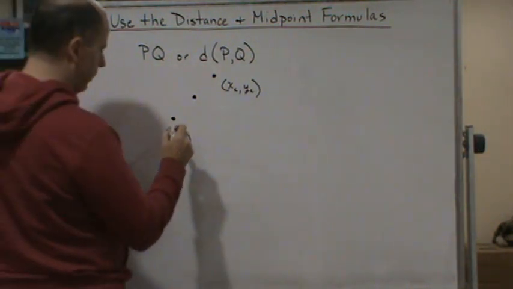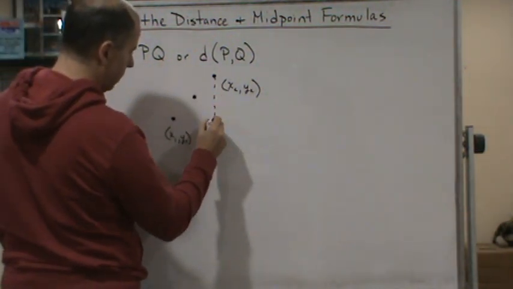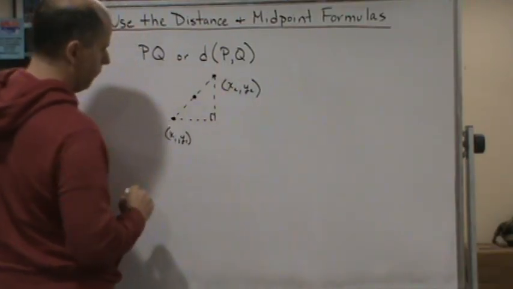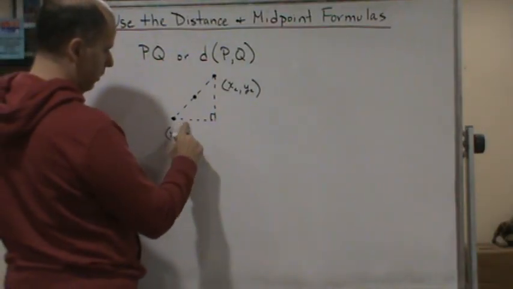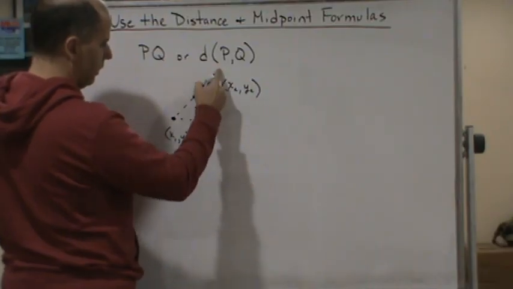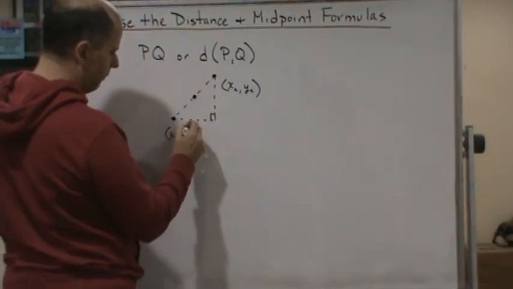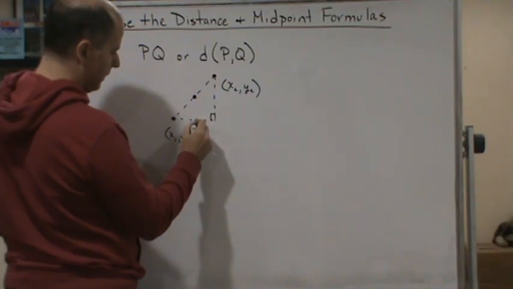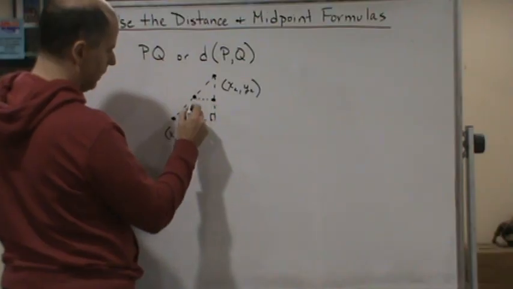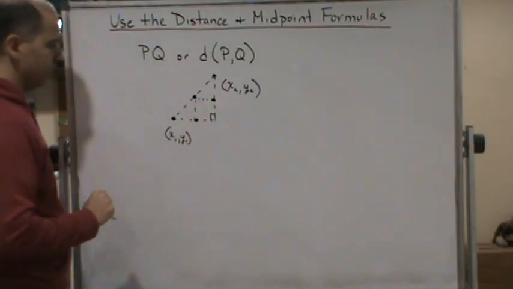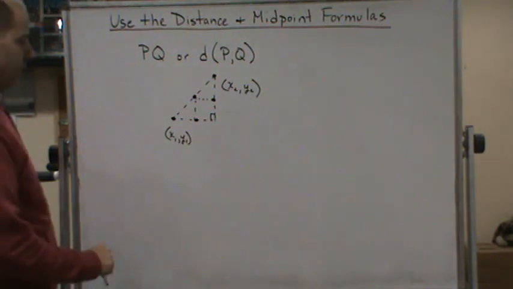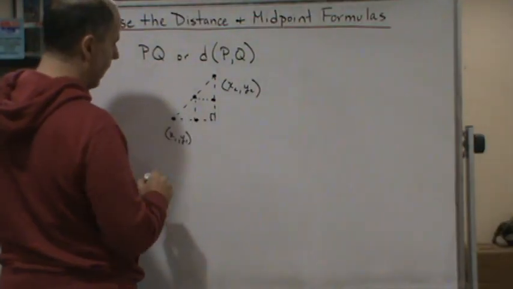Well, what we're actually going to do is find the midpoint along the vertical, or excuse me, the horizontal distance, and the midpoint along the vertical distance. So if we can find the midpoint here, and we find the midpoint here, that will give us the midpoint between the 2 points, because we'll end up with a smaller triangle here.